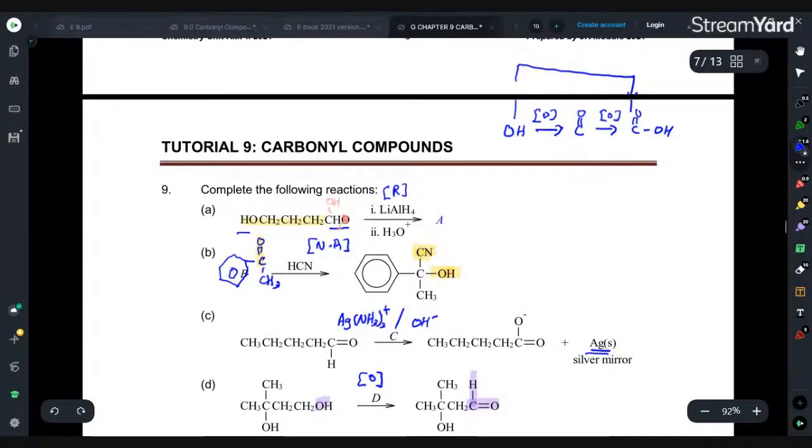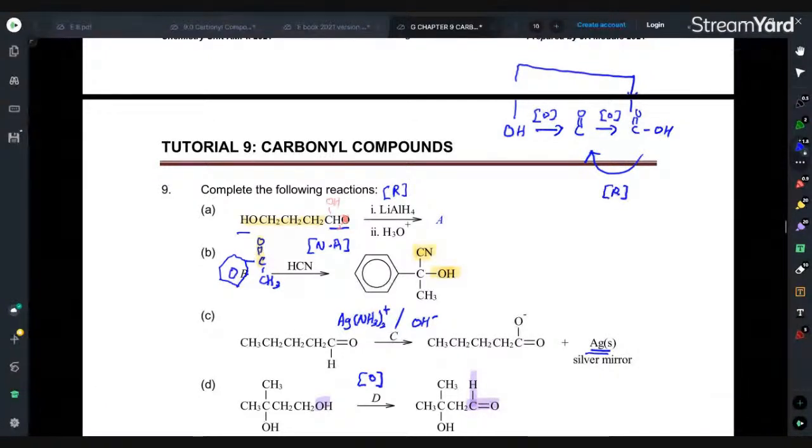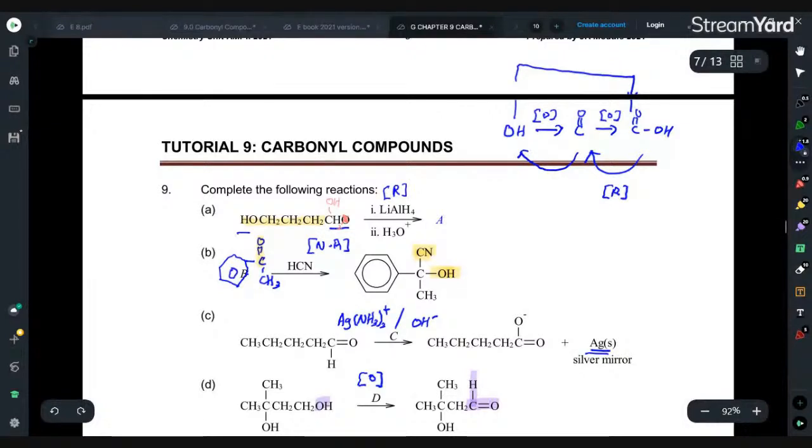So the reverse one is reducing. Okay, reducing. There are three reducing agents that you should know. Lithium aluminum hydride acidified, or sodium boron hydride with methanol, or hydrogen with catalyst. This is a reducing agent.